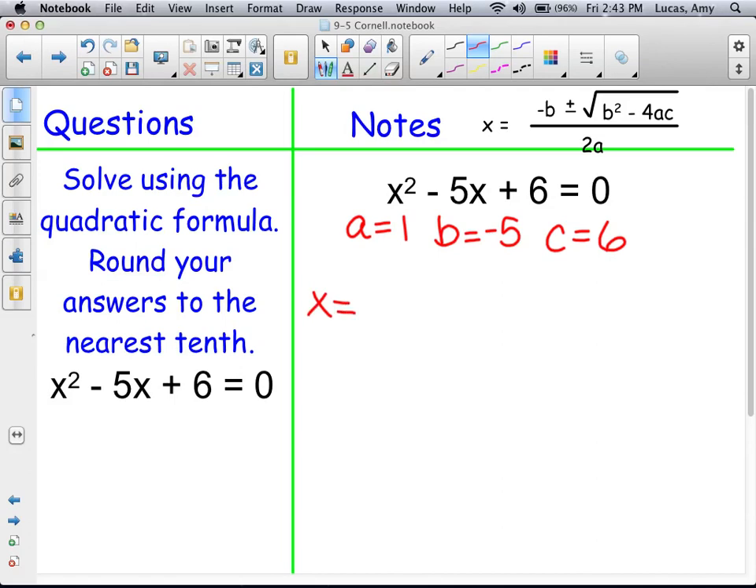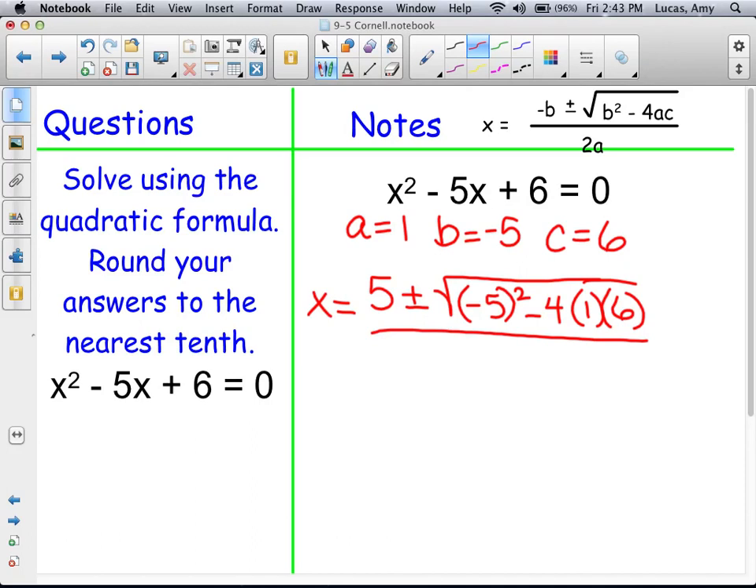So x equals the opposite of b. The opposite of -5 is +5, plus or minus the square root of b squared, which is -5 squared, minus 4 times a, which is 1, times c, which is 6. And this is all divided by 2 times a, which is 1. To simplify the quadratic formula, you need to start out by working with what's under the square root. You need to get that down to one number before you take the square root of it.